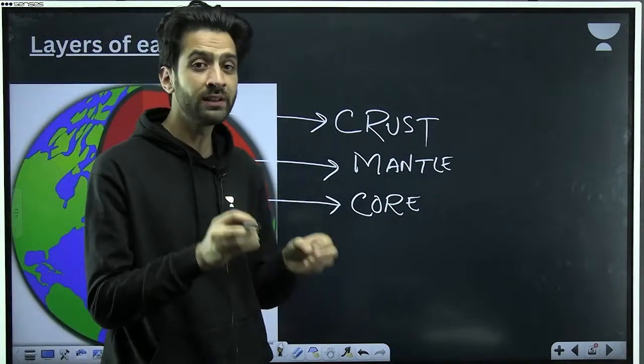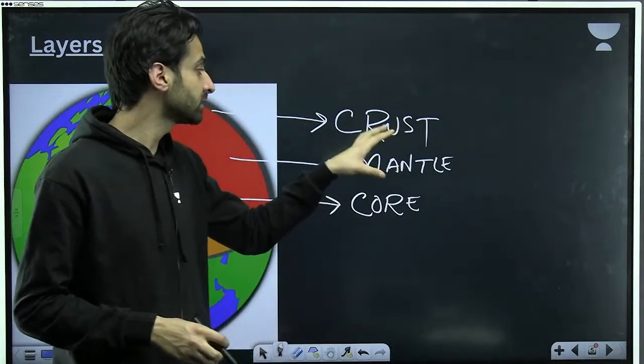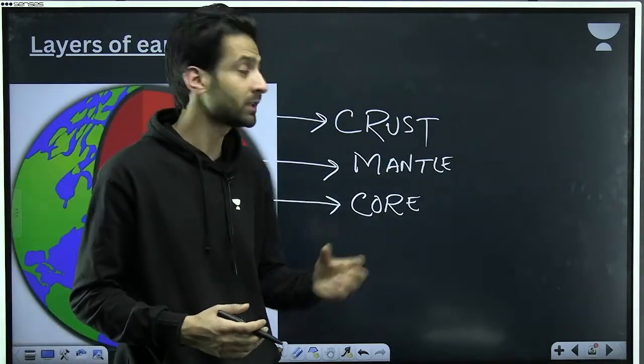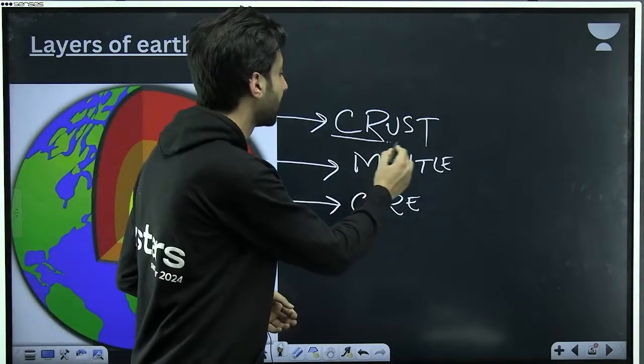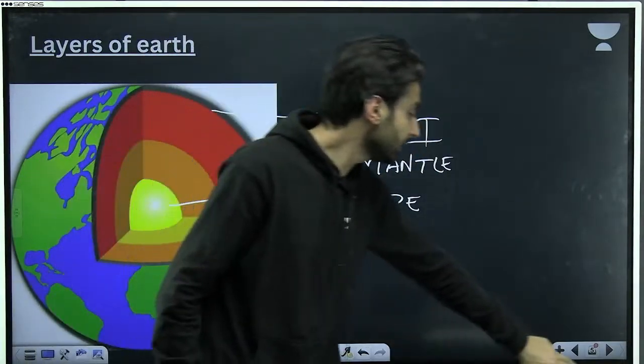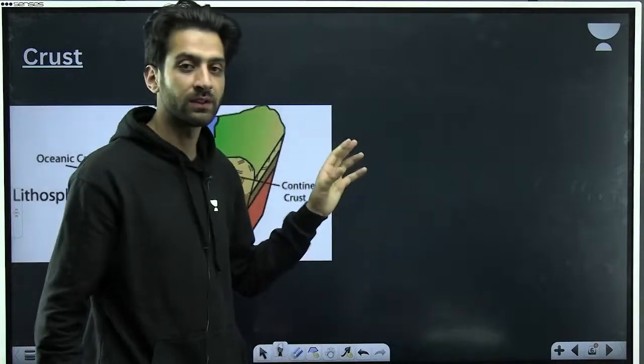These are the three important layers of the Earth that you might have heard of. But today we'll dig a bit deeper and learn how these layers vary from each other, what is important in the crust, the mantle, and the core. Starting with the first layer, that is the crust. It is the outermost layer of the Earth.